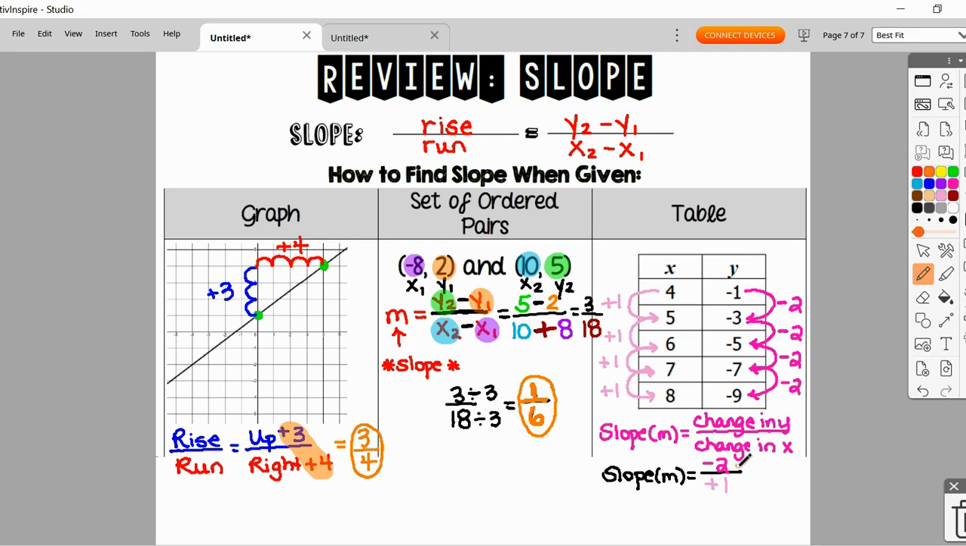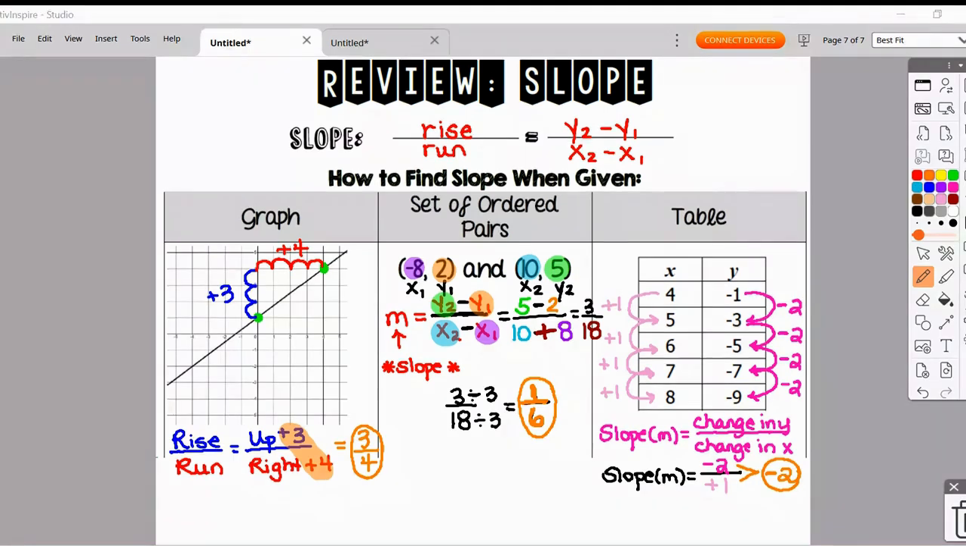We go ahead and simplify this fraction. -2 divided by +1 is a -2 slope overall. So my hint to you is if you can divide without getting a decimal, do so to simplify your fraction. If your division ends up in a decimal, just leave it as a fraction.